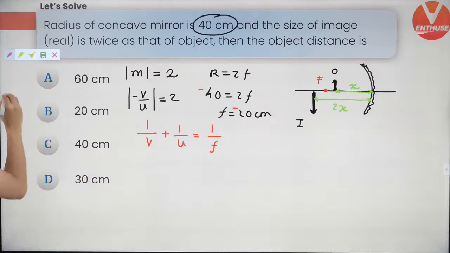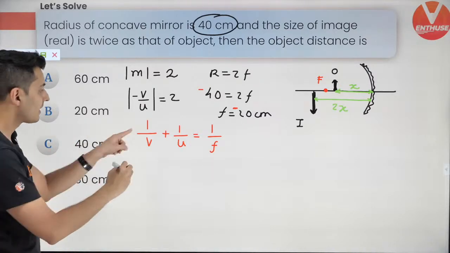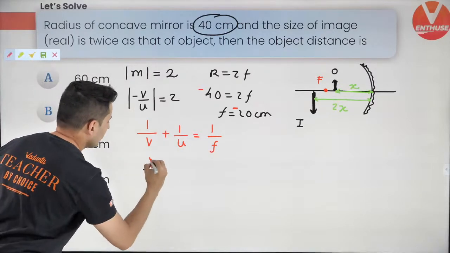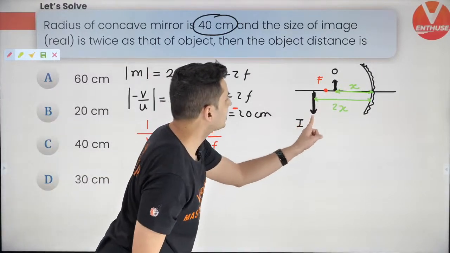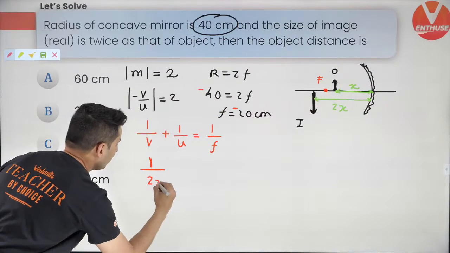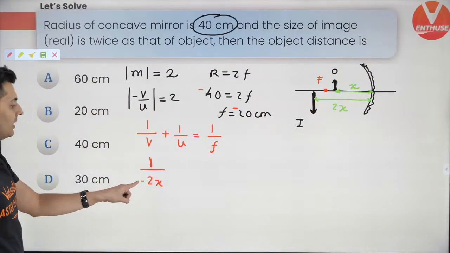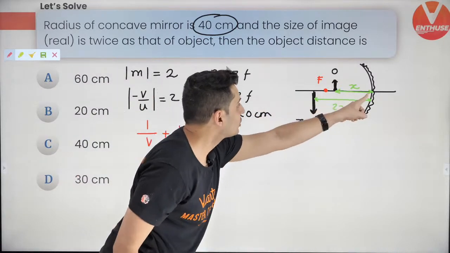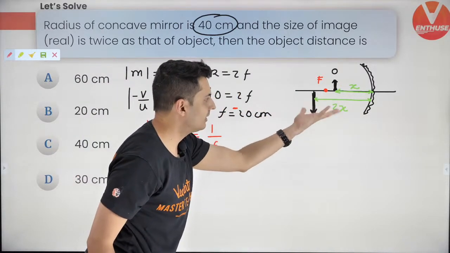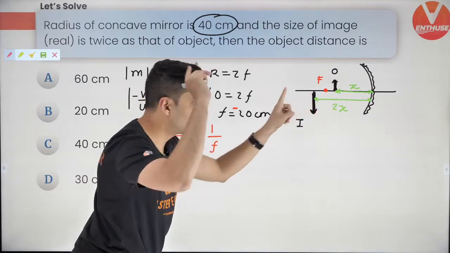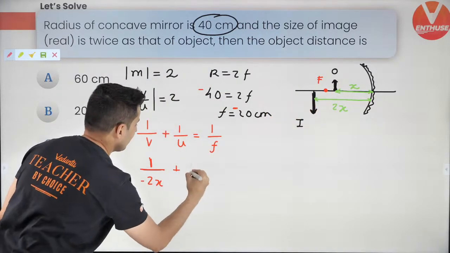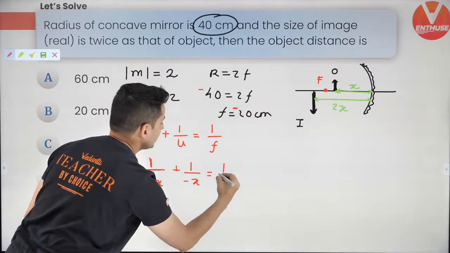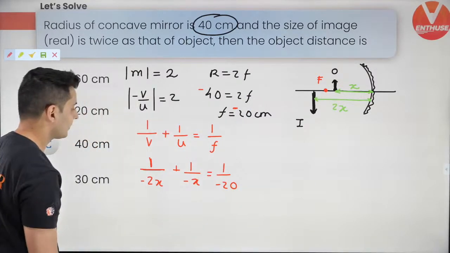Now solve this. 1 by v. So v is how much? 2x, but with a negative sign. Do you understand why that negative sign? Because x is the length. It could be 3 meters, 5 meters, I don't know. But the coordinate is negative. Plus 1 by u, which is minus x, is equal to 1 by f, which is 1 by minus 20.